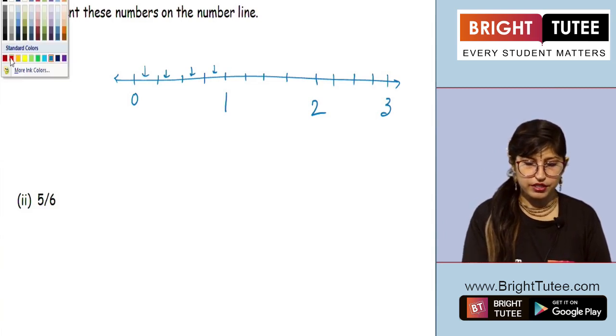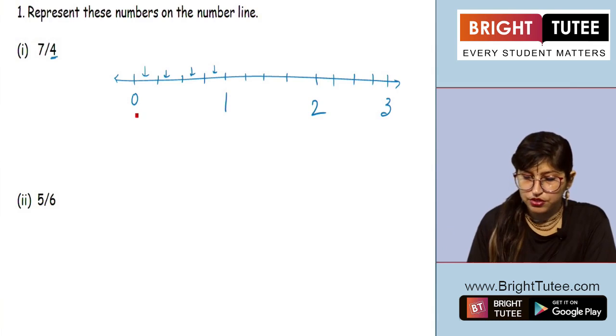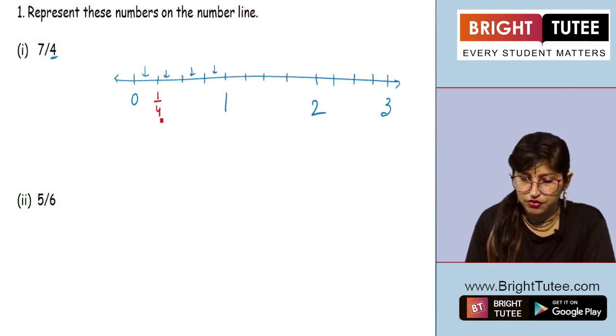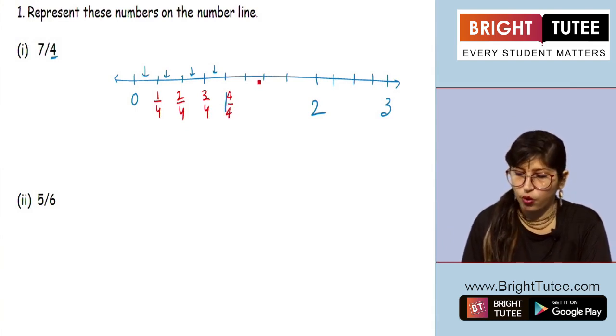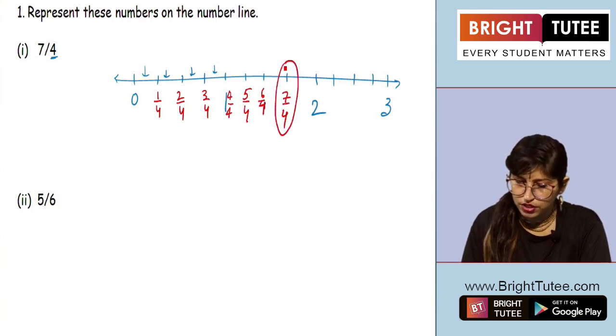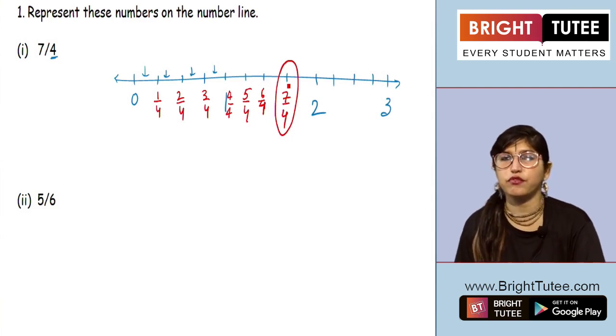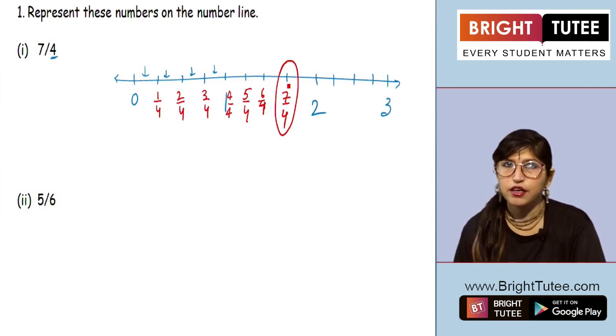And how can we write it down now? We'll divide it into 4 parts and we'll start with 0 by 4. So this will be 1 by 4, this will be 2 by 4, this will be 3 by 4, and this will be 4 by 4, which is 1. This will be 5 by 4, this will be 6 by 4, this will be 7 by 4. So this is the representation on the number line of the rational number 7 by 4.